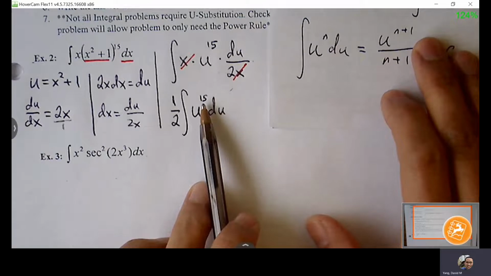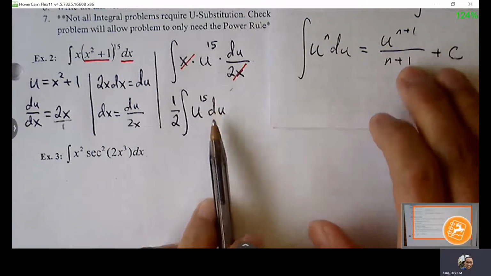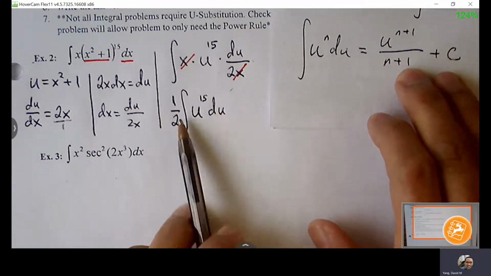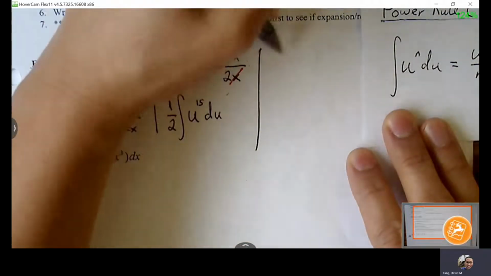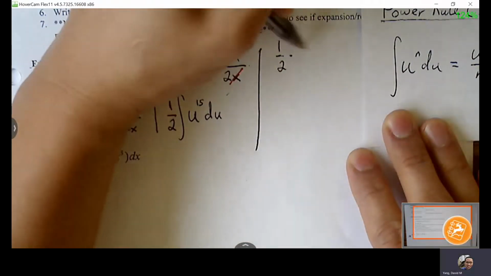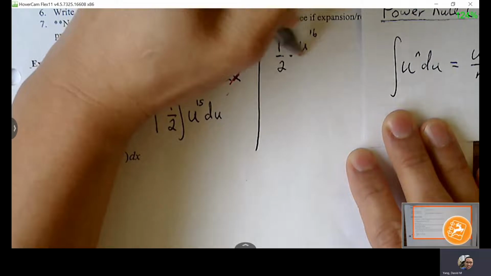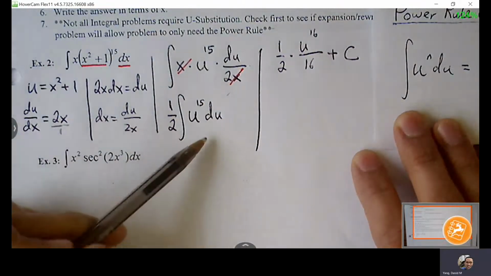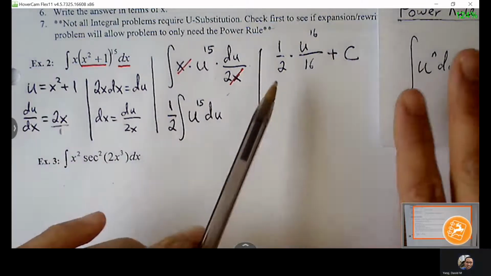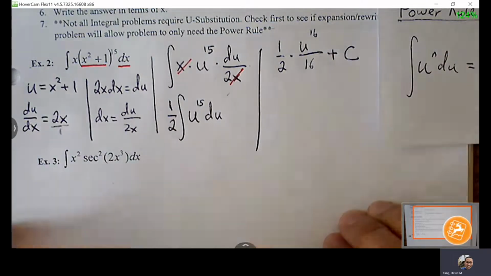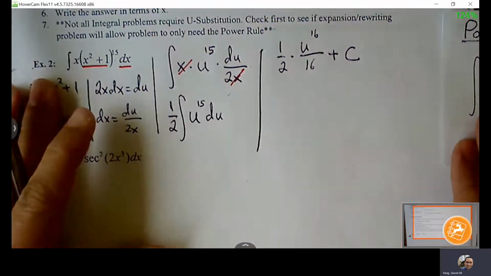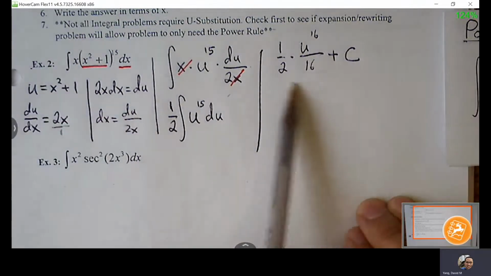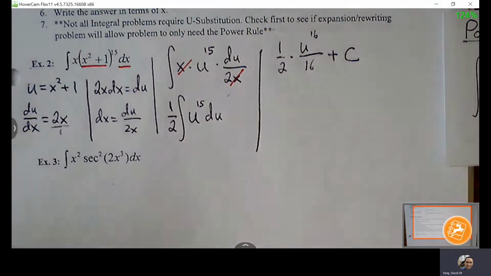What did u to the 15th turn into? u to the 16th over 16, right? The 1/2 stays in front. The integral and du notation goes away. In place of it is the antiderivative and the plus c. Do a little bit of cleanup here. 2 and 16 can multiply to be 32.